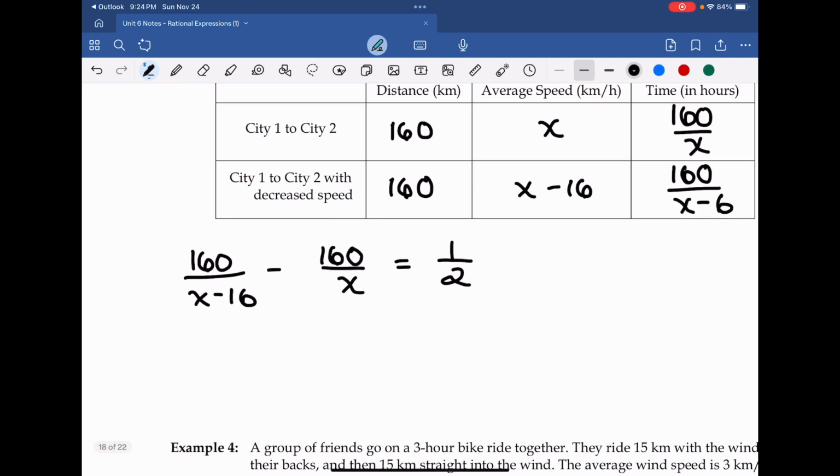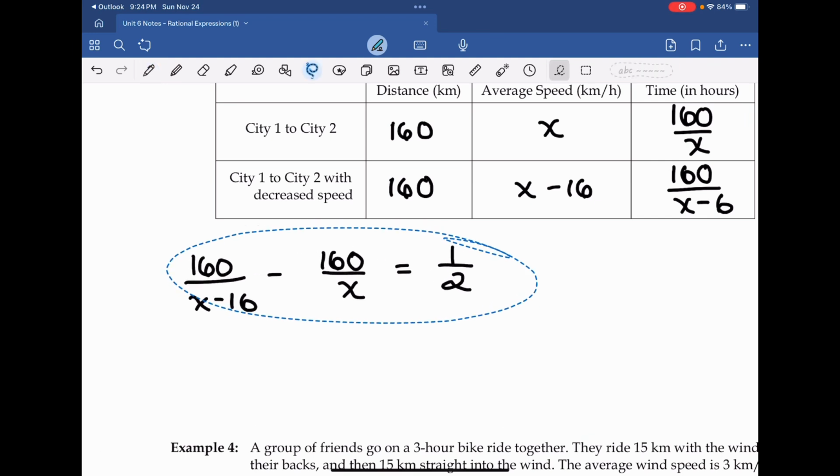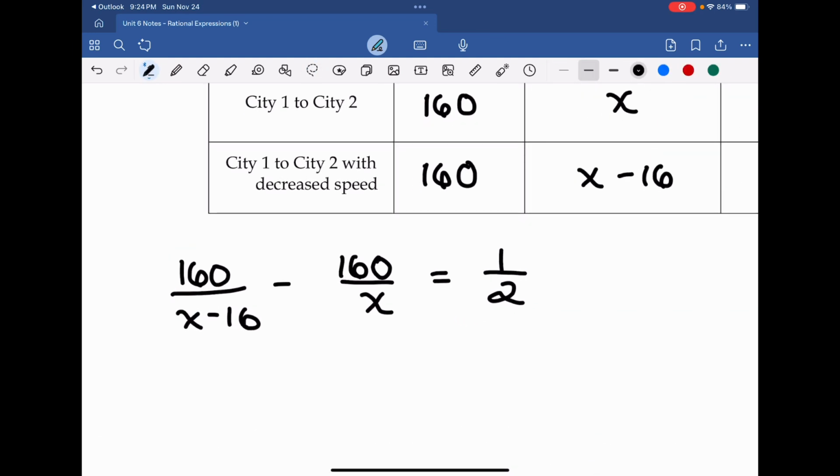Okay, now a couple things we want to identify right away. Again, we want to do our non-permissible values. So maybe what we'll do actually here is, in your notes, there might be enough space, but I'm just going to move that down a little bit. And I'm going to write my non-permissible value.